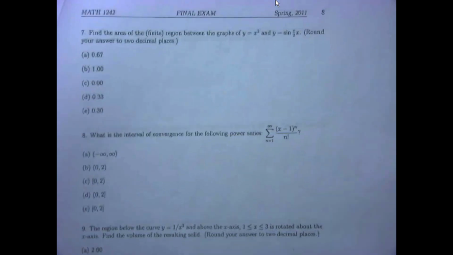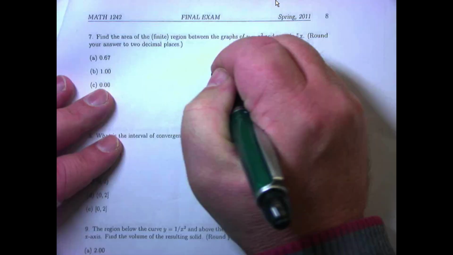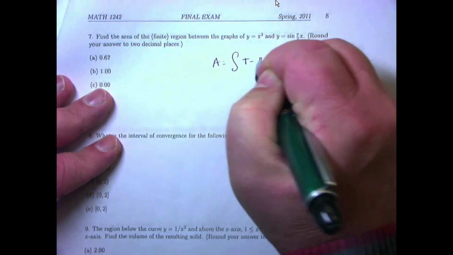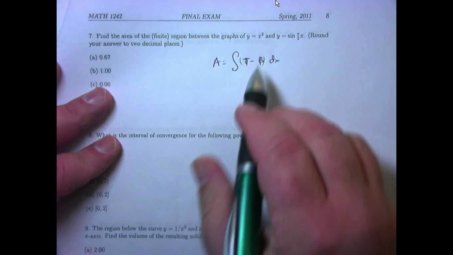Number 7. Find the area of the region between. We've got to find the area of the region. What am I going to do? Well, how do I find area between two curves? Integrate what? Area is equal to the integral of top minus bottom dx. Just to remember your formulas.